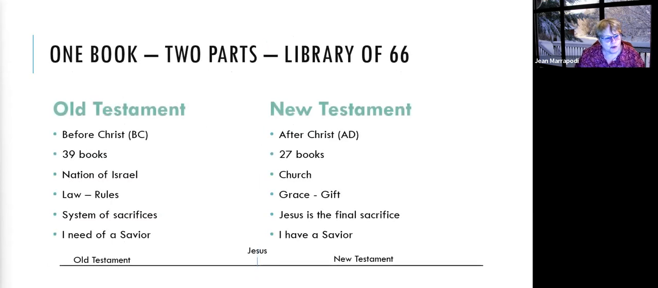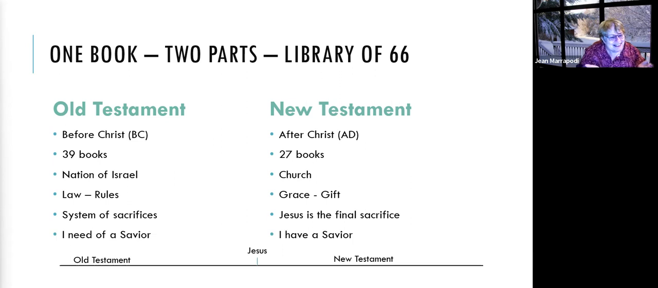Just to review the Old Testament and the New Testament differences, the Old Testament happens before Christ and the New Testament happens after Christ, 39 books, 27 books. The Old Testament really focuses on the nation of Israel, God's chosen people. The New Testament, once Jesus is done, focuses on the church, God's chosen people, with a job to tell.